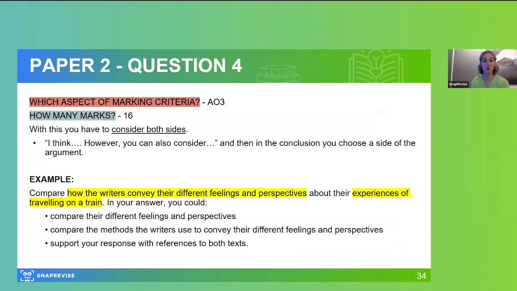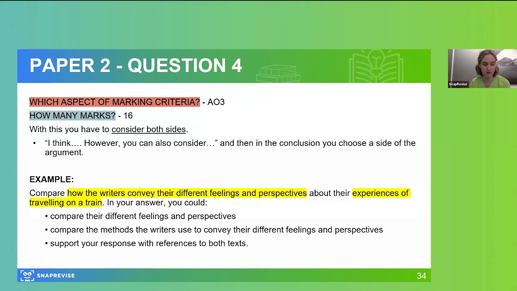So again, this one is all about the comparative aspect. It's worth 16 marks. And again, you have to consider both sides. So an example question would be, compare how the writers convey their different feelings and perspectives about their experiences of traveling on the train. In your answer, you could compare their different feelings and perspectives, compare the methods the writers use to convey their different feelings and perspectives, and as ever, support your response with references to both texts.